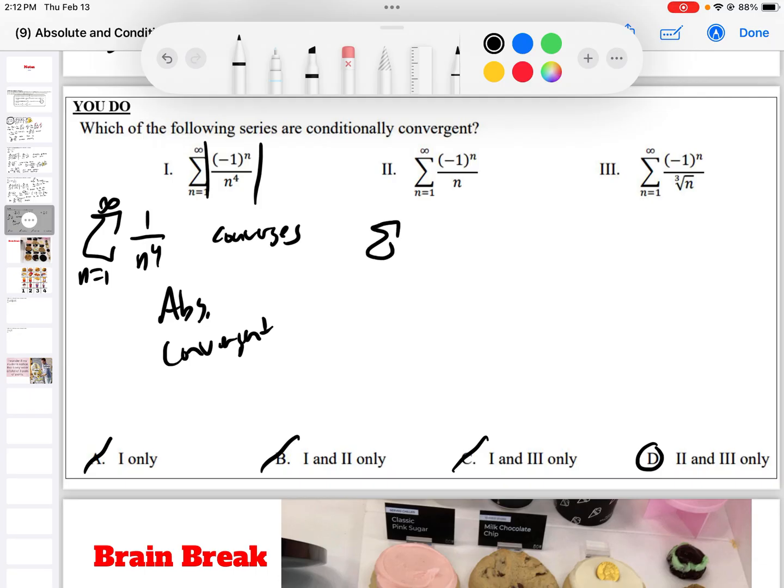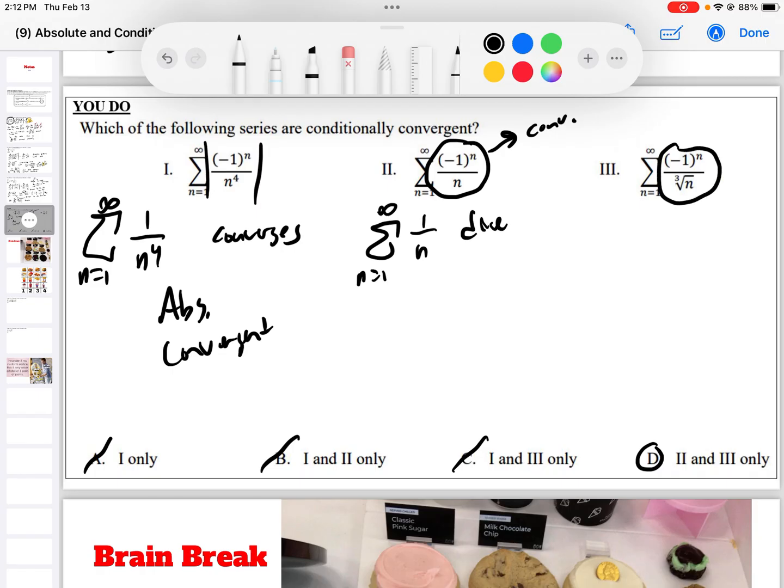All right, so let's look at why the other ones are conditionally convergent. Supposedly 2 and 3 are both conditionally convergent. For number 2, take away the negative version, and that is the harmonic series. We know that diverges. But we know that the alternating harmonic series converges. So that's why 2 is conditionally convergent. This converges, but the absolute value does not converge.